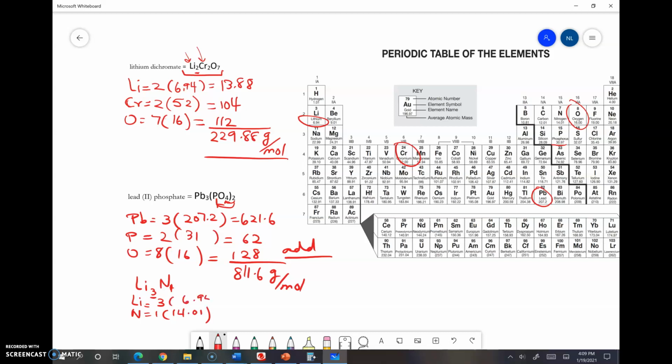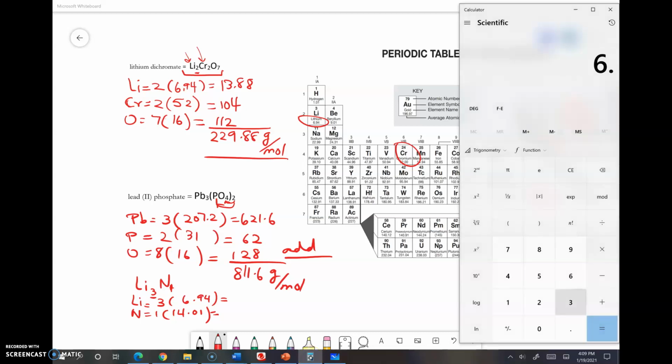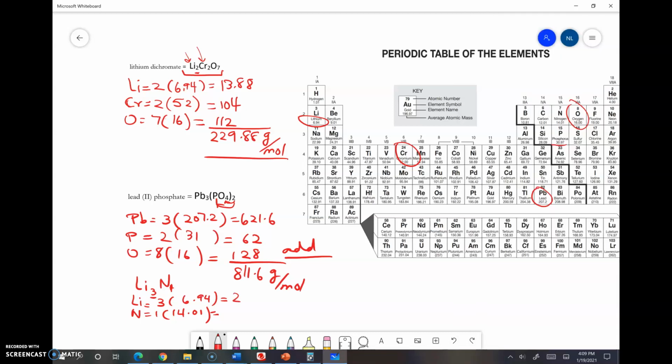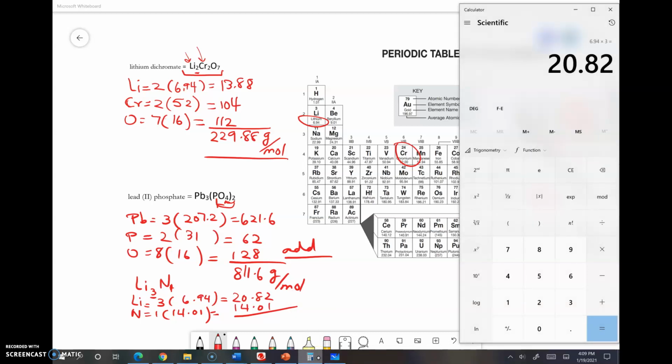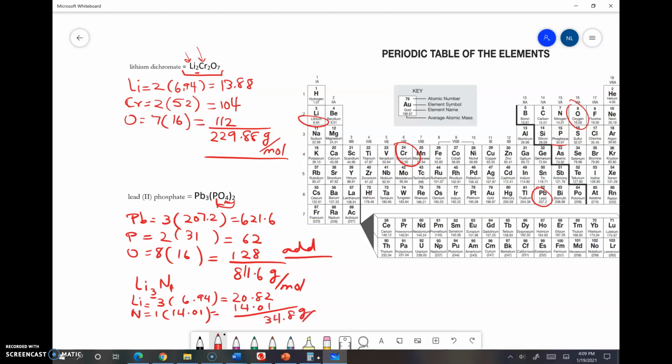What I noticed students were doing was that they were saying, okay, well, Li3N, then this 3 is also for nitrogen. It's not. The subscript, the little number, has to be by the element. Once again, you multiply these and then you add them up. Let's go ahead and finish this problem. 6.94 times 3 is 20.82, and 1 times 14.01 is 14.01. Then you add these up, and we get 34.83 grams per mole.